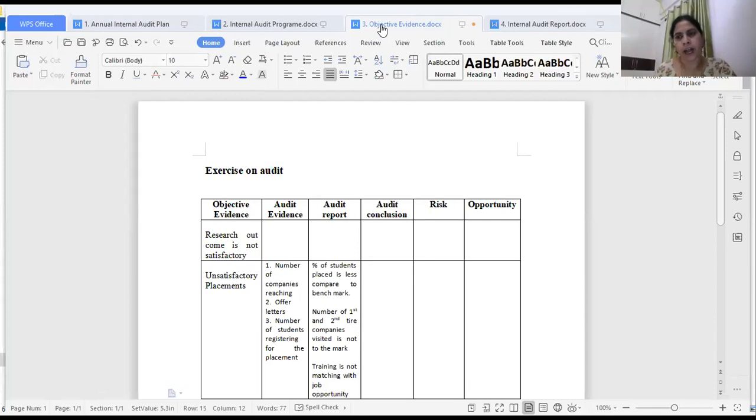Therefore, we cannot add the strengths and the other things here, because we are not writing the whole SWOT analysis on each objective evidence. No, we are trying to understand the risk and opportunity. If it is a risk, we will turn it into an opportunity. If it is an opportunity, we will turn that into a strength. That is the idea of taking an audit report in this form. I think we can move ahead now. Yes, very good.